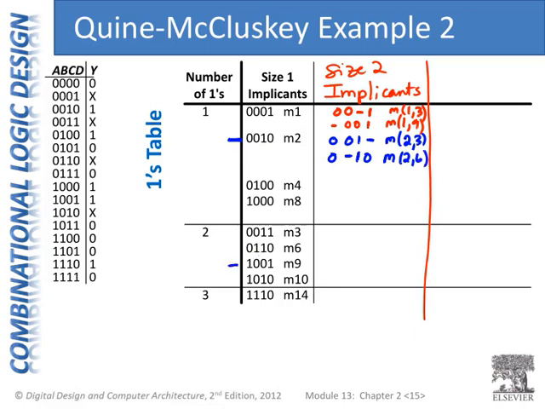Minterm 2 and 9, we check those. They differ in the A position. They're the same in the B position. They differ in the C position. So we're done checking. We cannot combine minterms 2 and 9.